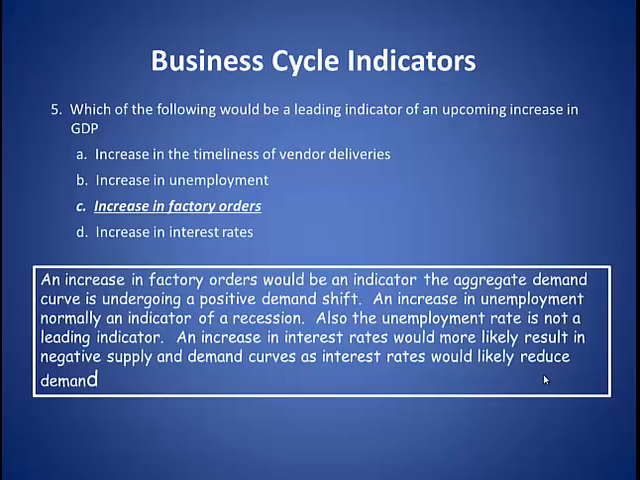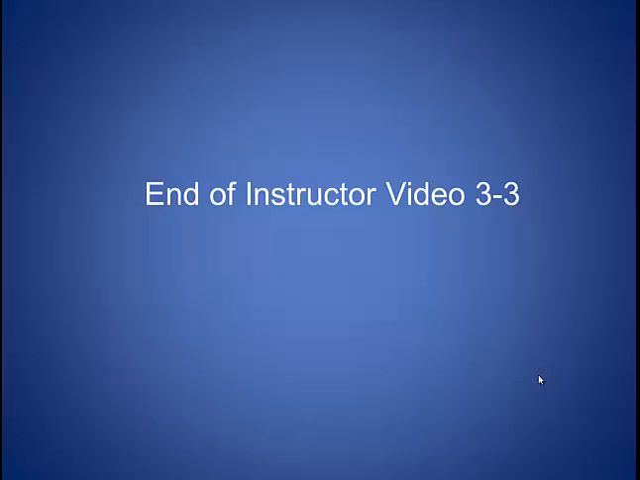An increase in unemployment is normally an indicator of a recession. Also, the unemployment rate is not really a leading indicator, it's typically a lagging indicator. An increase in interest rates would more likely result in negative supply and demand curve shifts, as higher interest rates would likely reduce demand. And again, interest rates are typically lagging indicators. So the answer in this case again is C, increase in factory orders. And with that, that is the end of this instructor video.